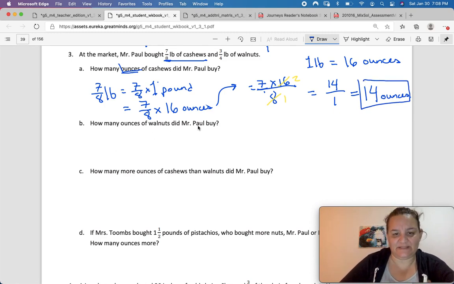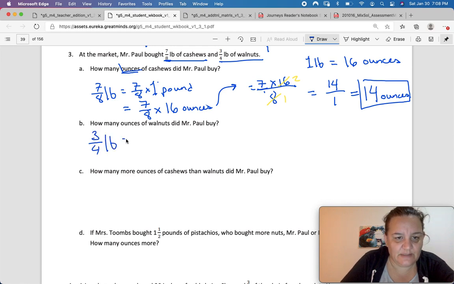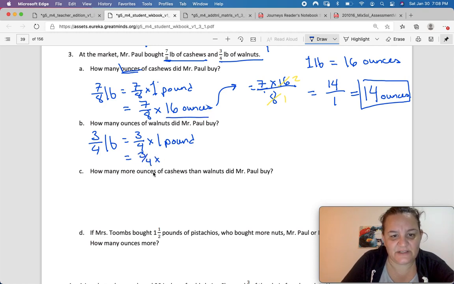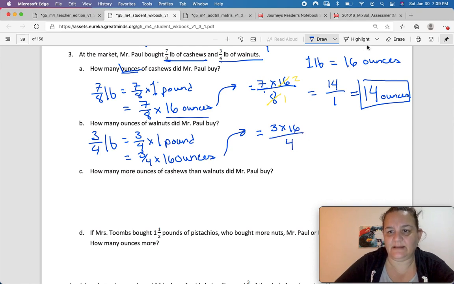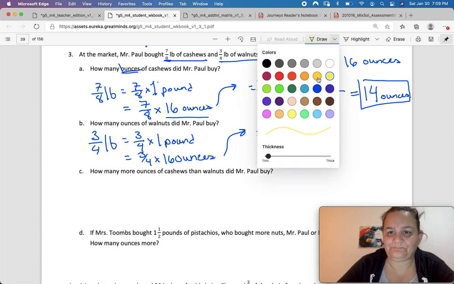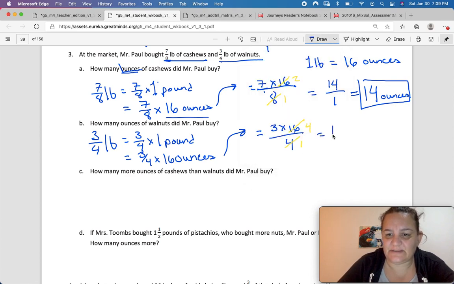How many ounces of walnuts did Mr. Paul buy? Okay, same thing. This time we're going to use 3/4 of a pound of walnuts. So 3/4 of a pound equals 3/4 times 1 pound, equals 3/4 times, now here's my conversion, 16 ounces. So my equation's going up here. 3 times 16 over 4. And you see that 4 there, I know you do, so let's just make that a 1 and that a 4. And now I have 3 times 4 equals 12, and over 1, which equals 12 ounces.